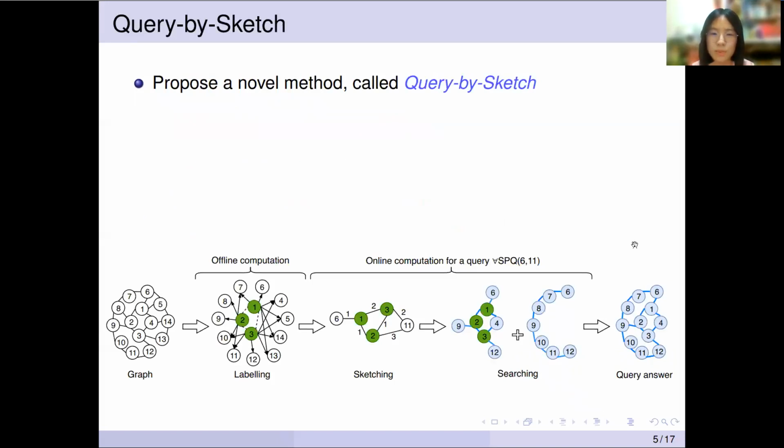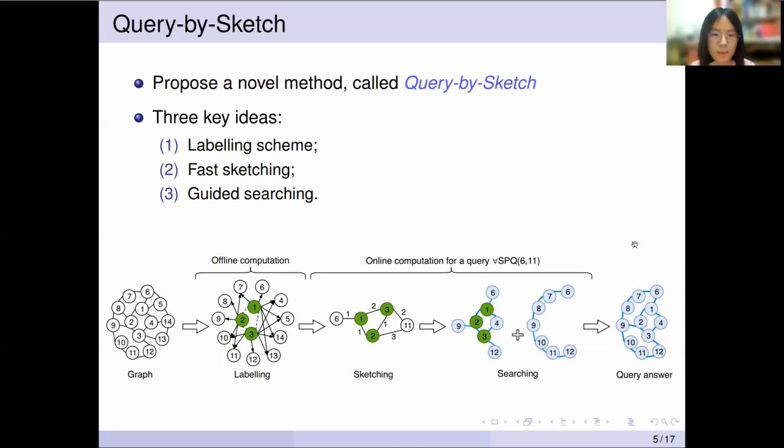In our paper, we propose a method called Query by Sketch. This figure illustrates the overview of Query by Sketch. It consists of 3 key ideas: labeling scheme, fast sketching, and guided searching. Given a graph, we pre-compute and store a labeling scheme using a small number of landmarks. When we are queried, we first compute a sketch which summarizes the structure of shortest paths in this query according to the labeling, and search on the graph under the guidance of the sketch. We'll introduce these three key ideas one by one.